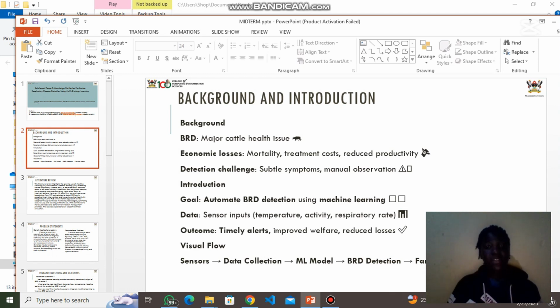basically affects cattle and it specifically affects the respiratory system of the cattle, thus leading to effects such as reduced productivity, increased mortality rates, and then thus increasing their treatment costs.